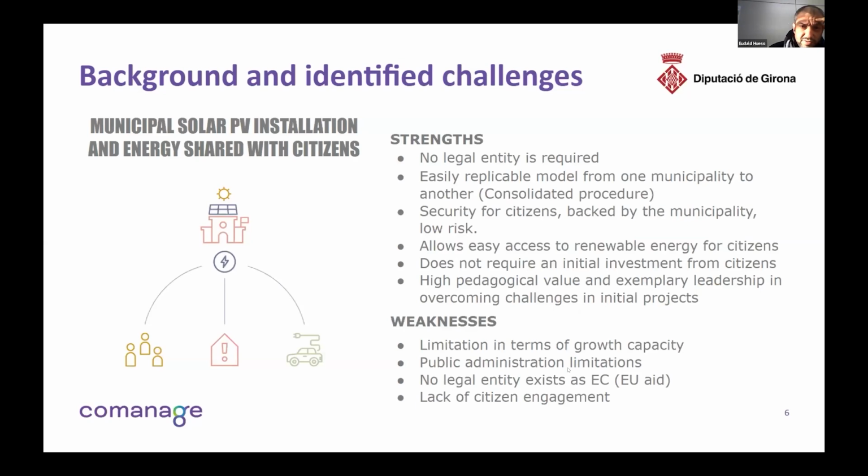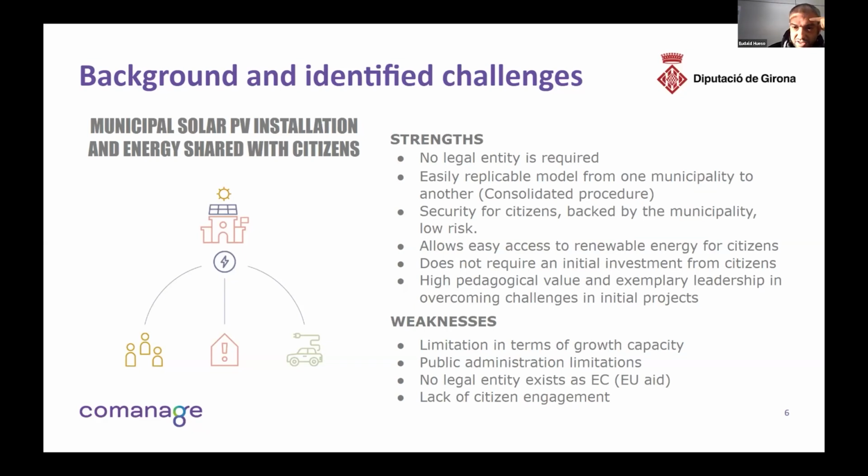The first model has a lot of strengths, like no legal entity being required. It's an easily replicable model. We have a consolidated procedure that all the municipalities are sure they can follow, and it's legal and easy. It gives citizens security, as they see the municipality backing it and perceive a low risk. It allows easy access to renewable energy for the citizen, doesn't require any investment from the citizen, and has a high pedagogical value. It can be used as exemplary projects to overcome the challenges in these initial projects.